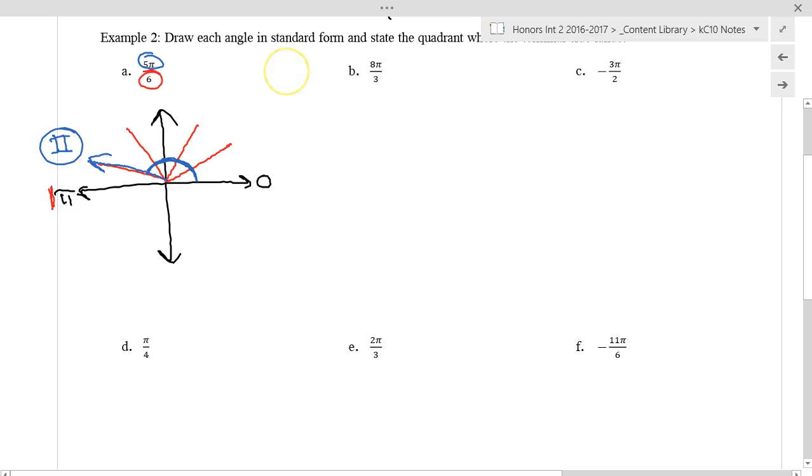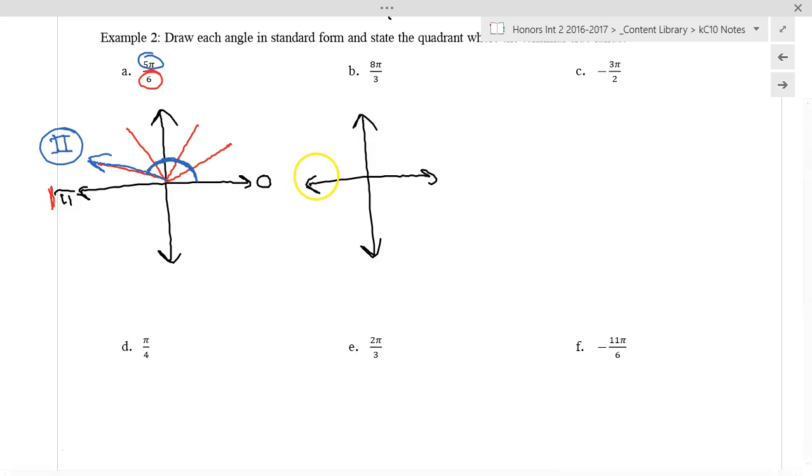Looking at B. Same type of thing. This is 0. This is pi. So now we need 3. This line does not count as one of my 3. This line did count as one of my 6. If that makes sense.